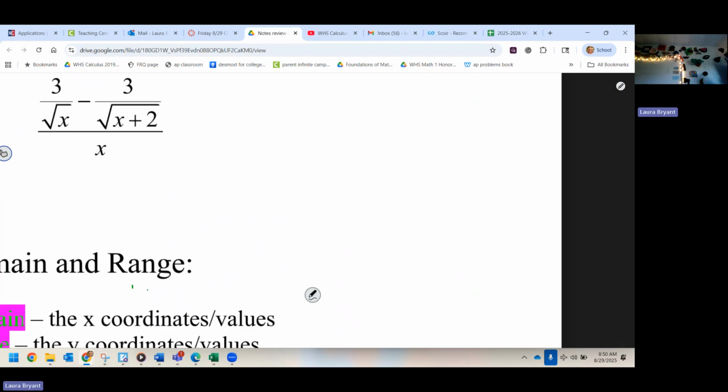Okay. All right, so to start out with, I see that this is a big fraction bar. So I'm gonna work within the numerator. Leave that x on the bottom for now. But within the numerator, I'm going to figure out my common denominator that would have both this and this. So it's going to be radical x and radical x plus 2.